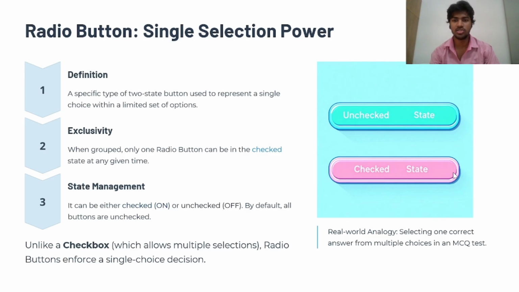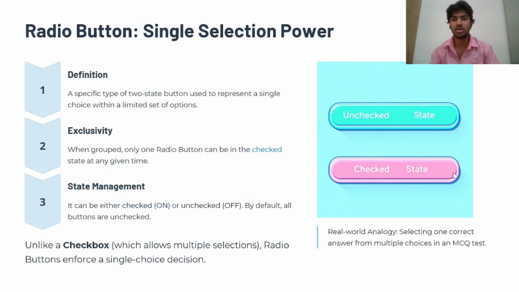First, its definition. A radio button is a specific type of two-state button used to represent a single choice within a limited set of options. Next, exclusivity. This is its key feature. Unlike a checkbox, which allows for multiple selections, radio buttons enforce a single choice decision. When grouped together, only one radio button can be in the checked state at any given time.